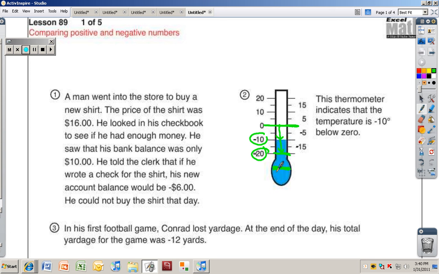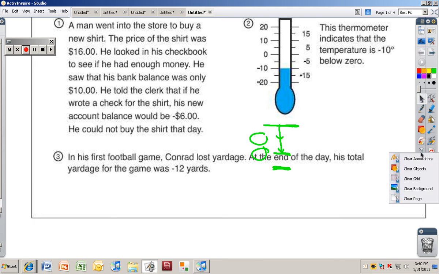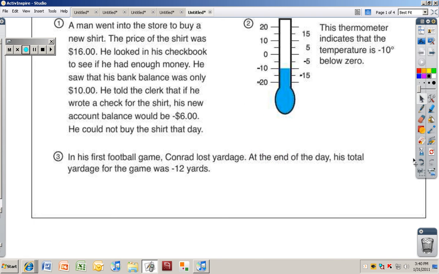All right, let's take a look at number 3. I'm going to move this up a little bit so we can see it better. In his first football game, Conrad lost yardage. That means when he carried the ball and tried to run with it, he got tackled before he even got to where the ball started. At the end of the day, his total yardage for the game was negative 12 yards. This guy's not a very good football player. So these are 3 different examples of what negative numbers are and how they can be used in the real world.